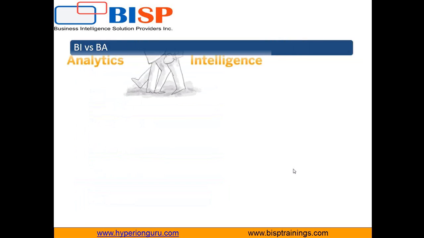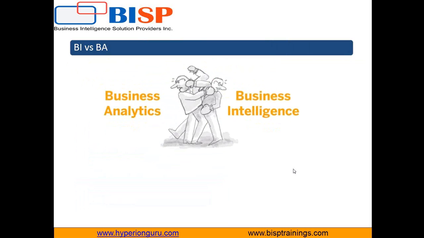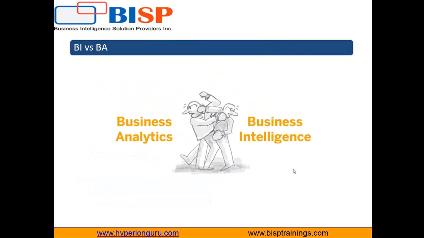So it's BI versus BA. People actually get a lot confused between what is business analytics and what is business intelligence, and they think that there are two different streams, but they are not two different streams. This is only one stream. It's just the algorithms which differ, and there is a very thin line of difference between these two.